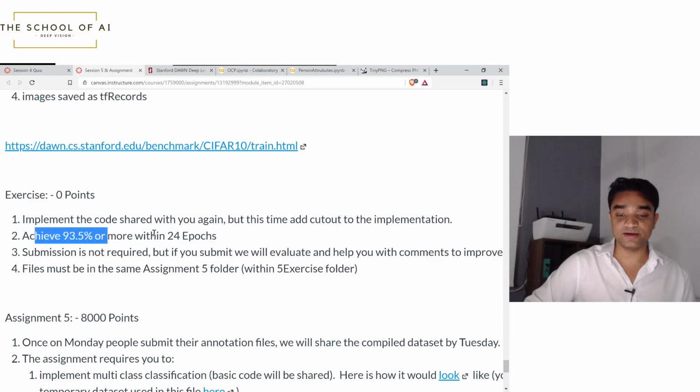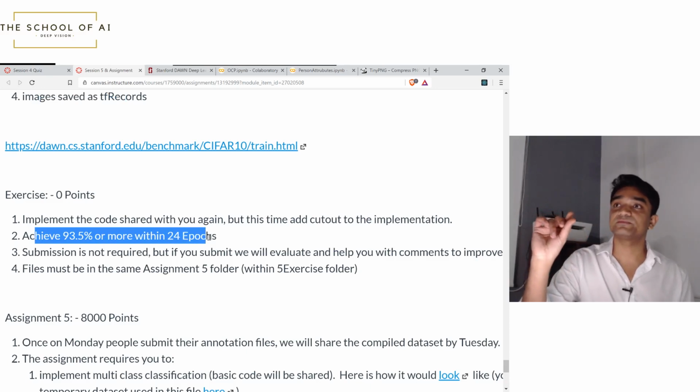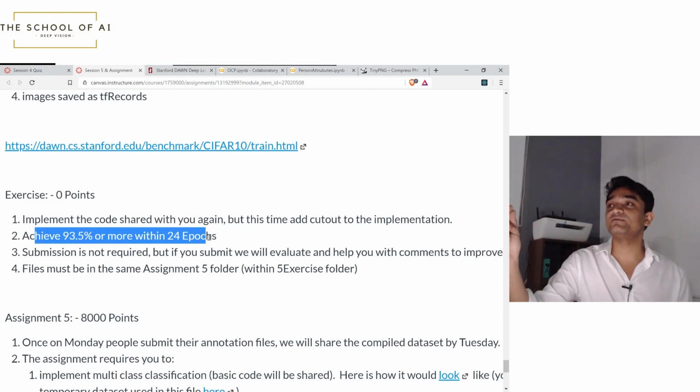Achieve 93.5% or more in 24 epochs. You have to just increase by 0.5. And believe me, it's going to be so hard for you that you're going to just keep on scratching your head. What should I do? Right? Let's say we are given a Ferrari, not even a Ferrari, an F1 racing car today. Does not matter how many weeks we try, we are never going to be able to match the speed of the racers who actually do.